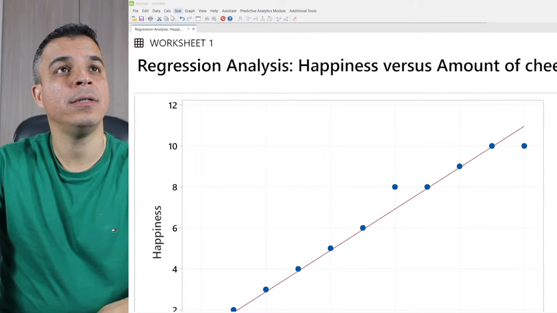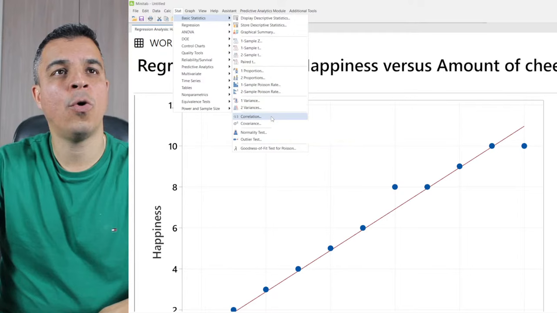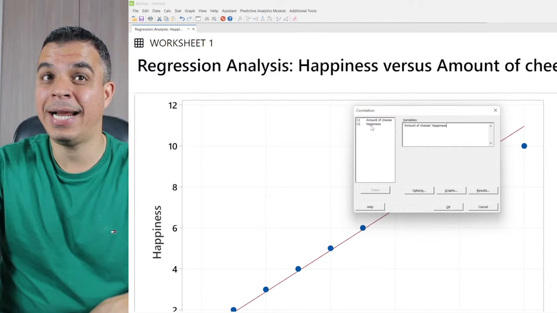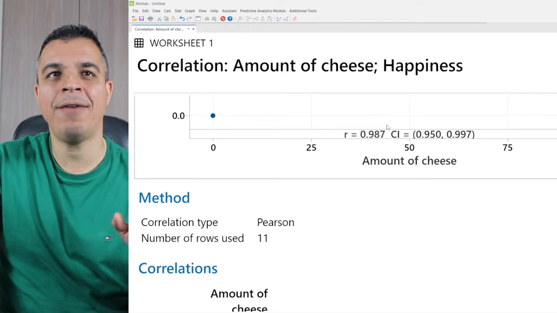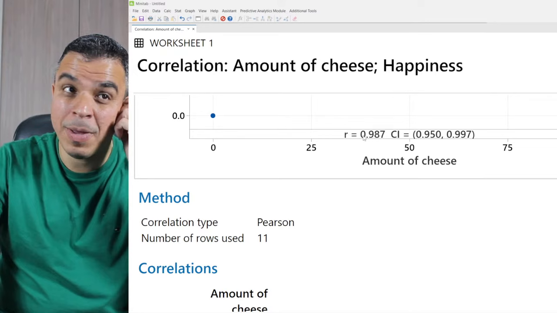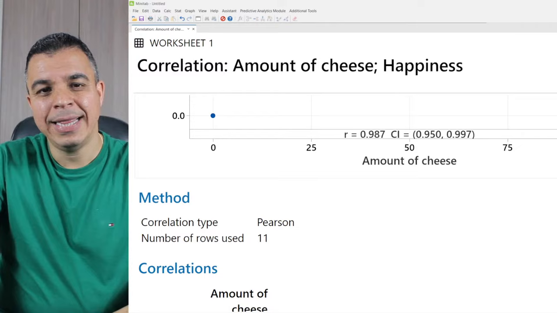So where is this R? This R is in correlation. If we go to Stat, Regression, Basic Statistics, Correlation, I can put amount of cheese and happiness. But I don't know who is Y, who is X. I just want to check if one is connected to another. And then you have an R. It's a Pearson correlation coefficient. This R varies from -1 to +1.